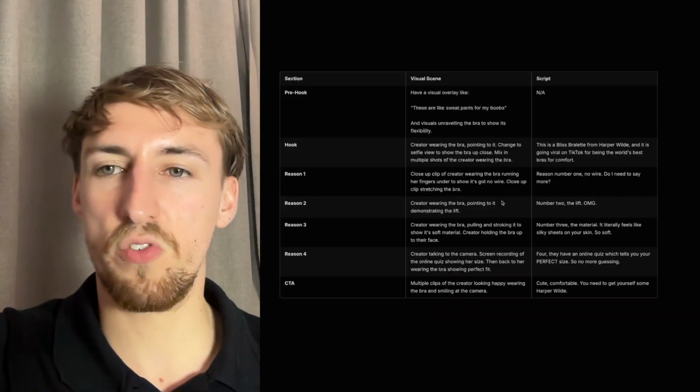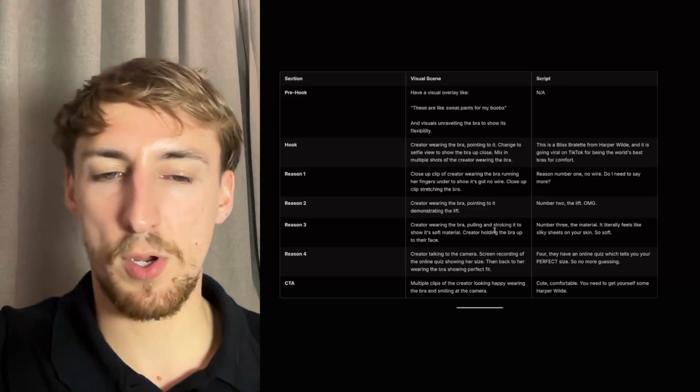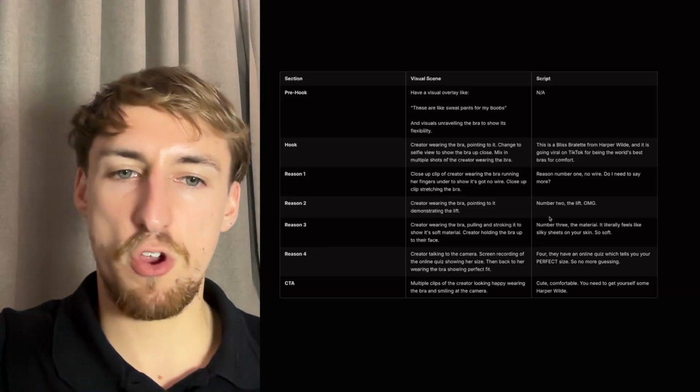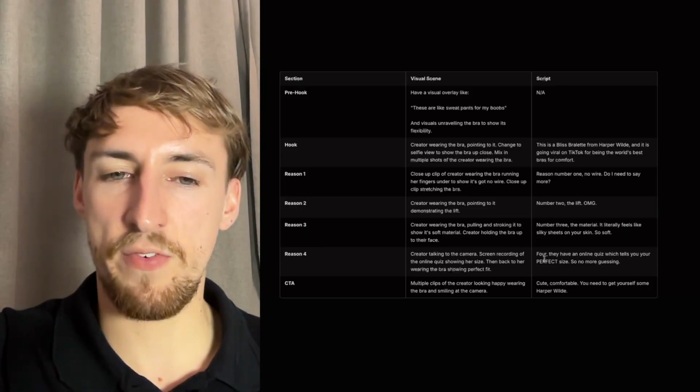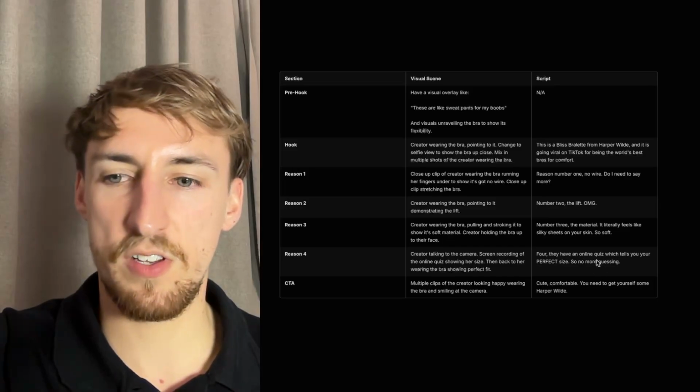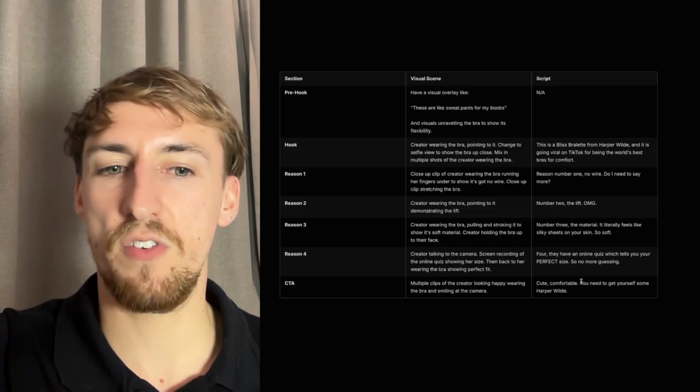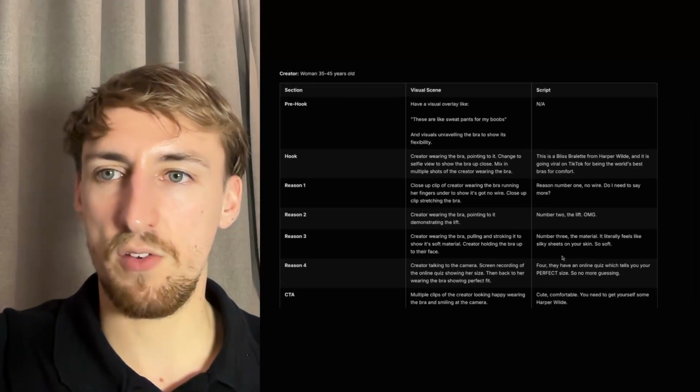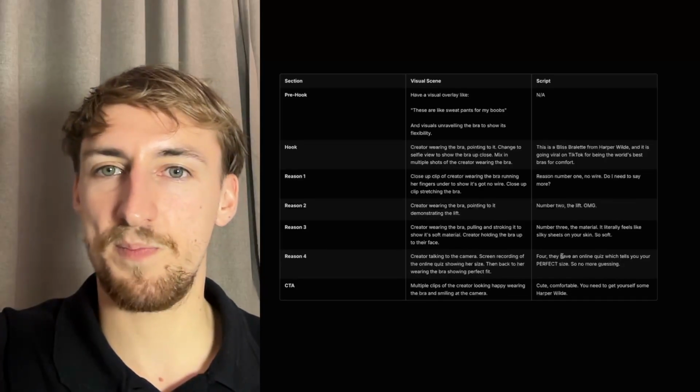Feel free to pause this, have a little read through of it. I'm not going to read it all out, but it goes into 3 benefits. Then the 4th benefit is handling the objection of the sizing. Then the call to action, which is a soft CTA, which I really, really like. So take a pause, see what you think.